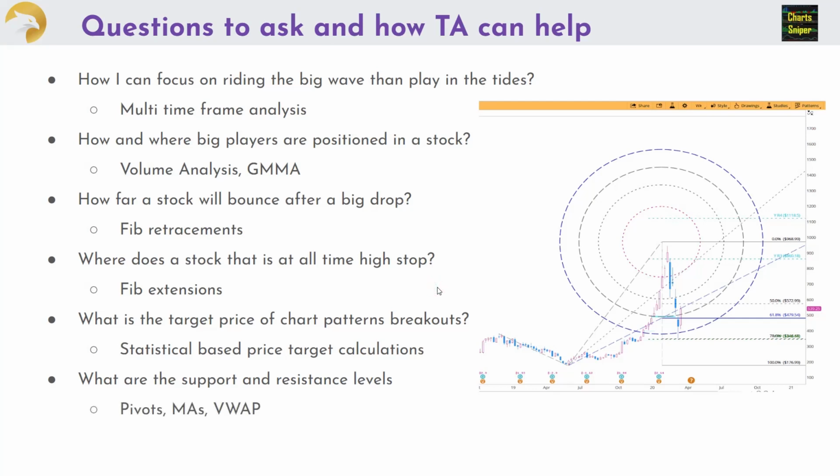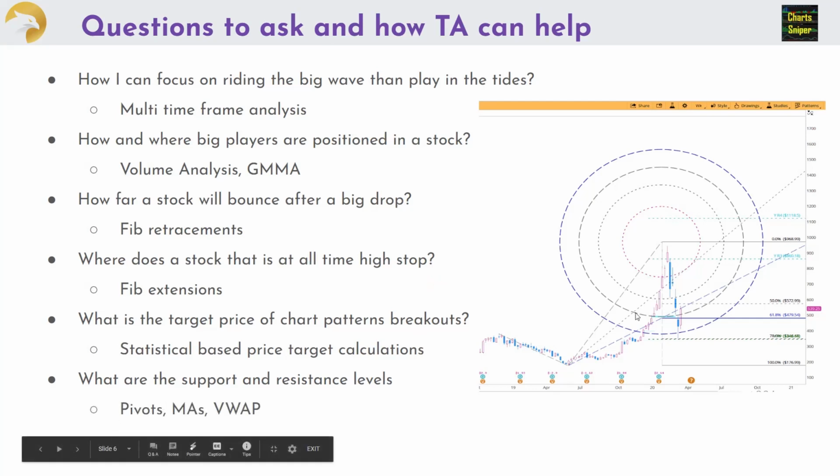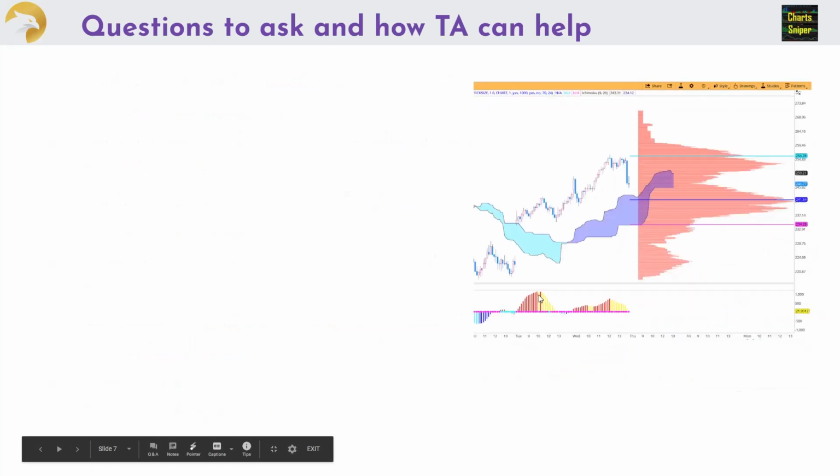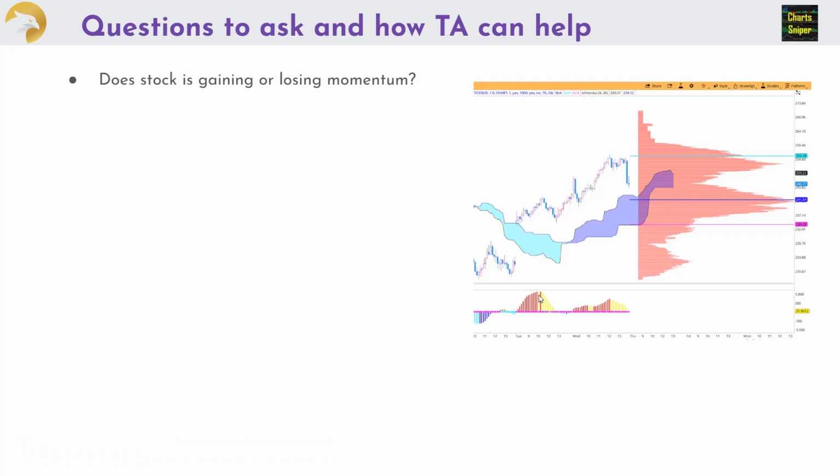So what are support and resistance levels? Pivot points, moving averages, and VWAP, all these studies will help. What's happening here is I'm asking a question that a lot of traders typically ask, and I'm listing out technical indicators, studies, or analysis that will help answer that question.